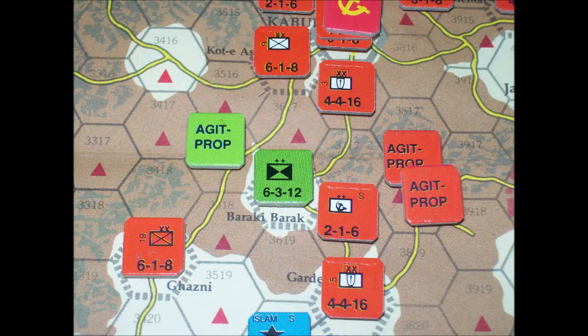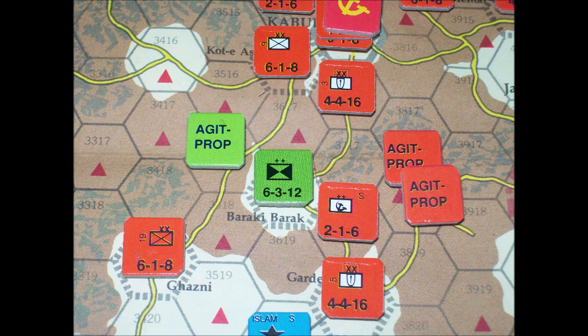So I'm going to show you an example here of how this works. What we're going to see demonstrated is happening in the town of Baraki Barak. This is a town a little bit south of Kabul, and occupying this town is a division-sized mobile group of the Afghan resistance. Now, just because this group occupies the hex, it does not in any way mean that it has political control of the hex.